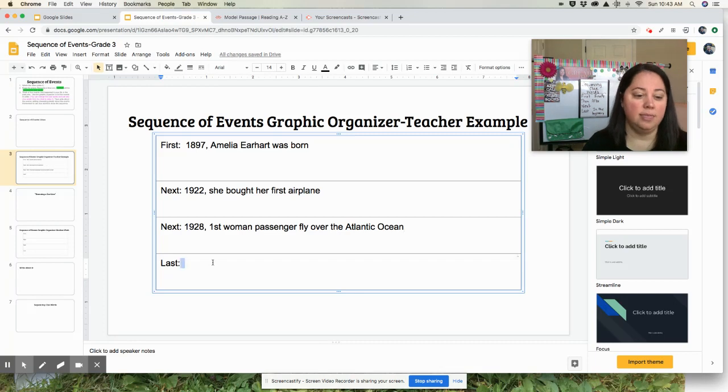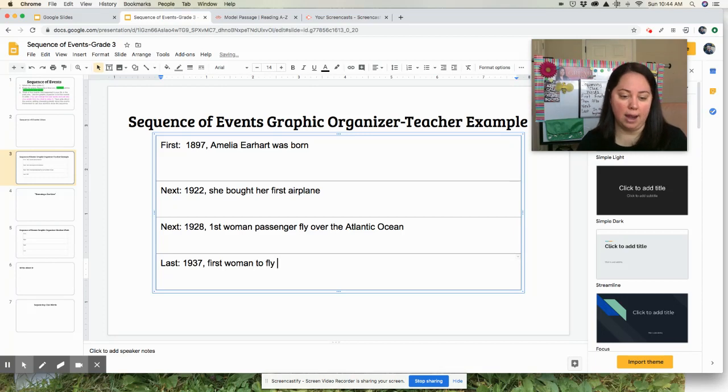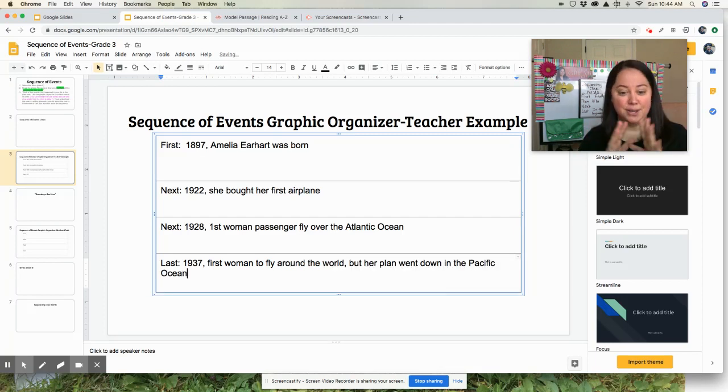And then that's when she said, you know what? I don't want to be the first passenger. I mean, she was the first woman passenger, but she said, I'm going to do something bigger and better. And that happened in 1937 when she decided she was going to be the first woman to fly around the world. But her plane went down in the Pacific Ocean. So let's just let my computer catch up.